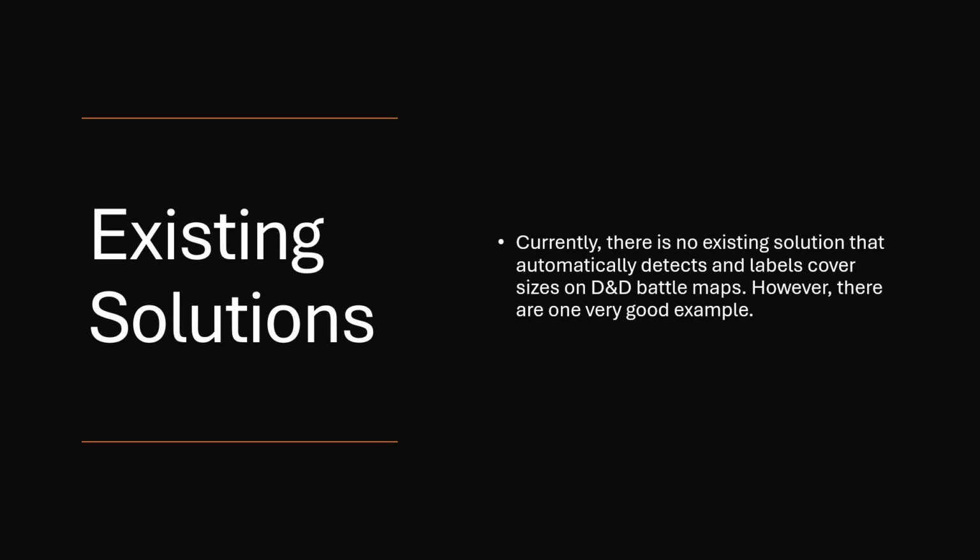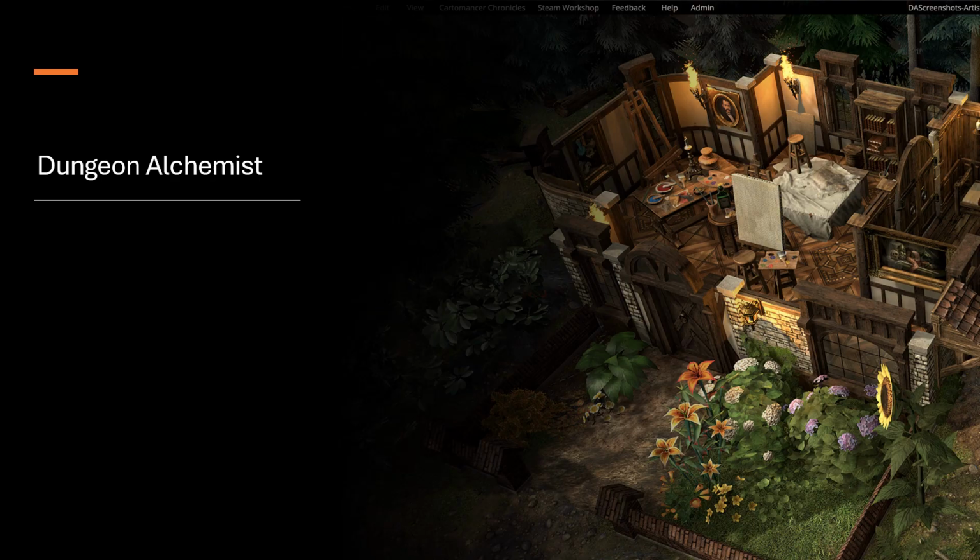Existing solutions. Currently, there is no existing solution that automatically detects and labels cover size on D&D battle maps. However, one very good example is Dungeon Alchemist. We can see that there is no hex and no automatic maps at all, it just tries to make maps by hand, because they use some tools and a workshop. We can see in the toolbar that there are different things that can be used here in Dungeon Alchemist.